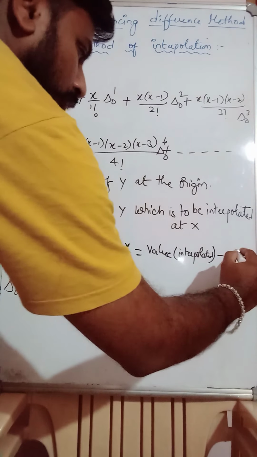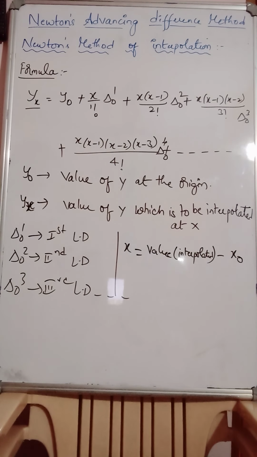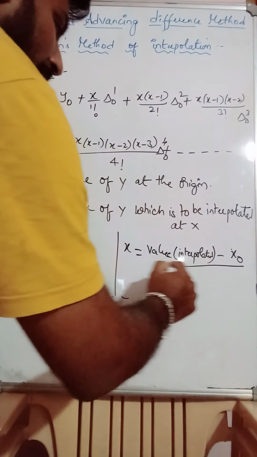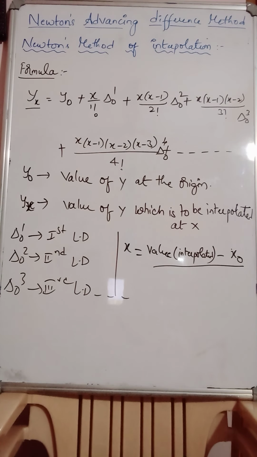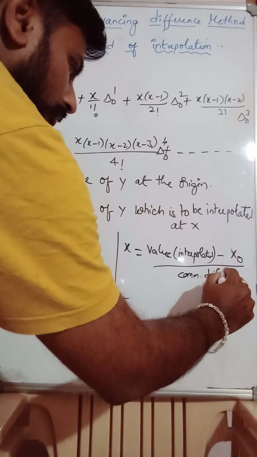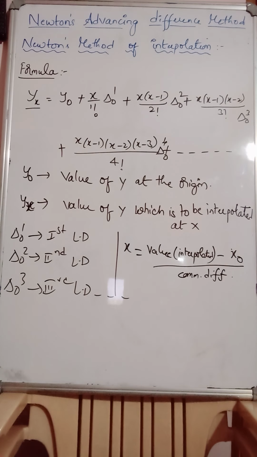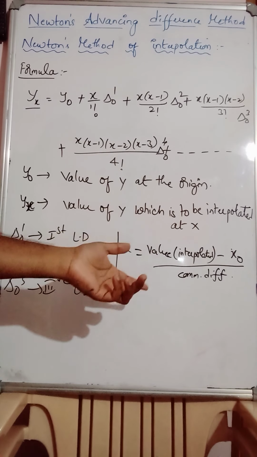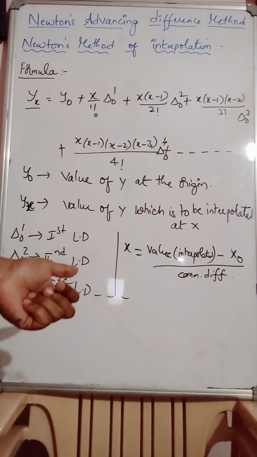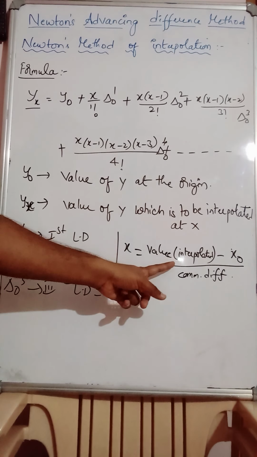minus the value at origin. Right? The independent value of x at origin, x naught, divided by the difference between two adjoining values of x, nothing but the common difference. Right? How to calculate this x value now? The value which is to be interpolated, the value you have to estimate. In the question it will be given, right? That has to be taken here.